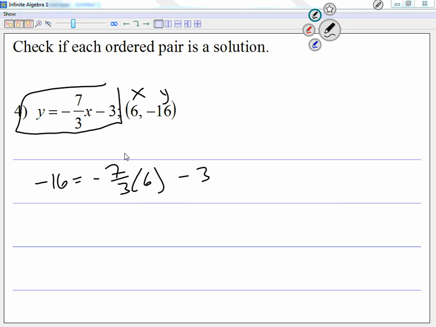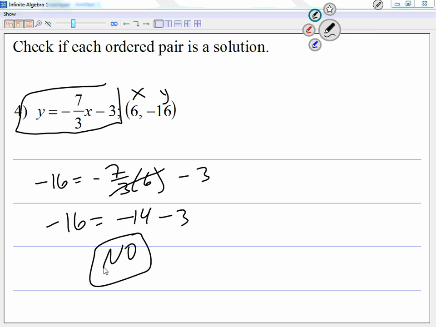Now, let me do the fraction with the number there. And I know the way I work this, I divide first. 6 divided by 3. And my result, I multiply to the top. How much is 6 divided by 3 times negative 7? Negative 14. So we have that negative 16 is equal to negative 14 minus 3. Is that a true statement? Negative 14 minus 3 equals negative 16? No. So no, that's not a solution.